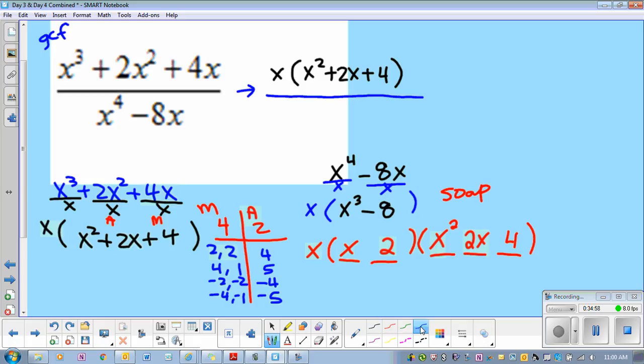Now the signs. Same, opposite, always plus. So let's put that up there. With the GCF, don't forget the GCF.